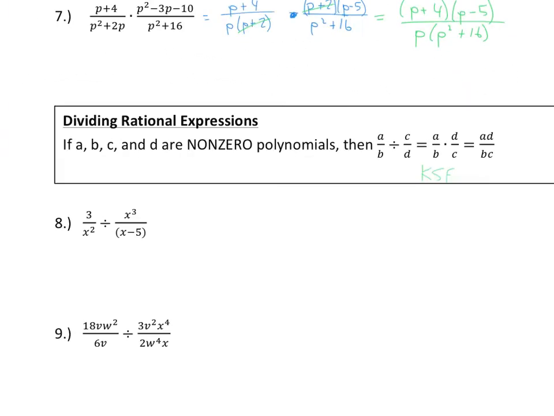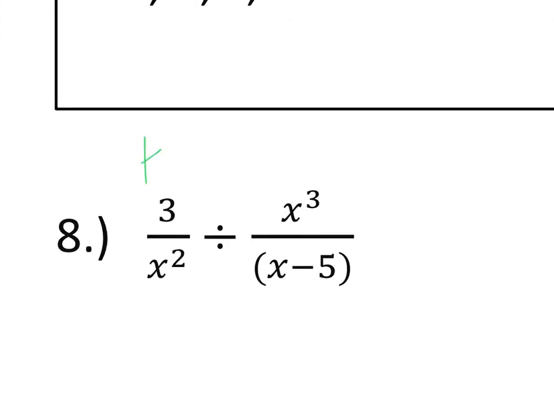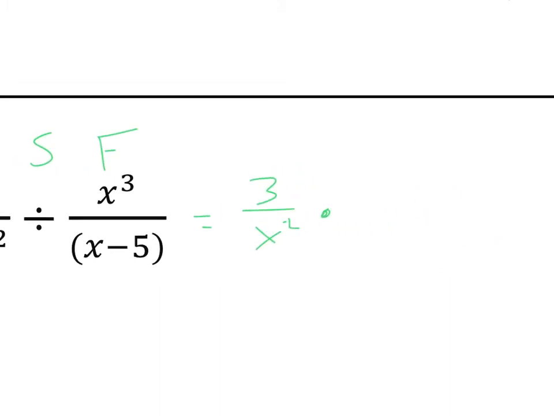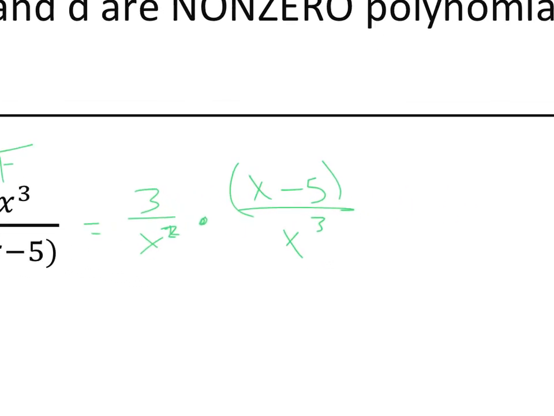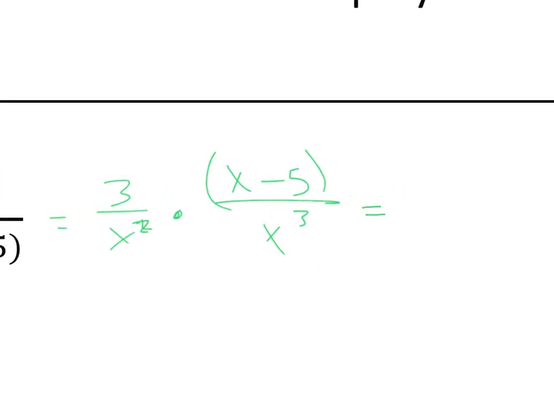So all we're going to do, and then we're just going to do the same thing for multiplying. We're going to keep this first fraction, 3 over x squared. We're going to switch to multiplication, and we're going to flip that last one. So the last one would then be x minus 5 over x cubed. And then we look for what we can simplify. On this one, we can't really simplify anything because everything's factored. So this would be 3 times x minus 5 over x to the 5th.